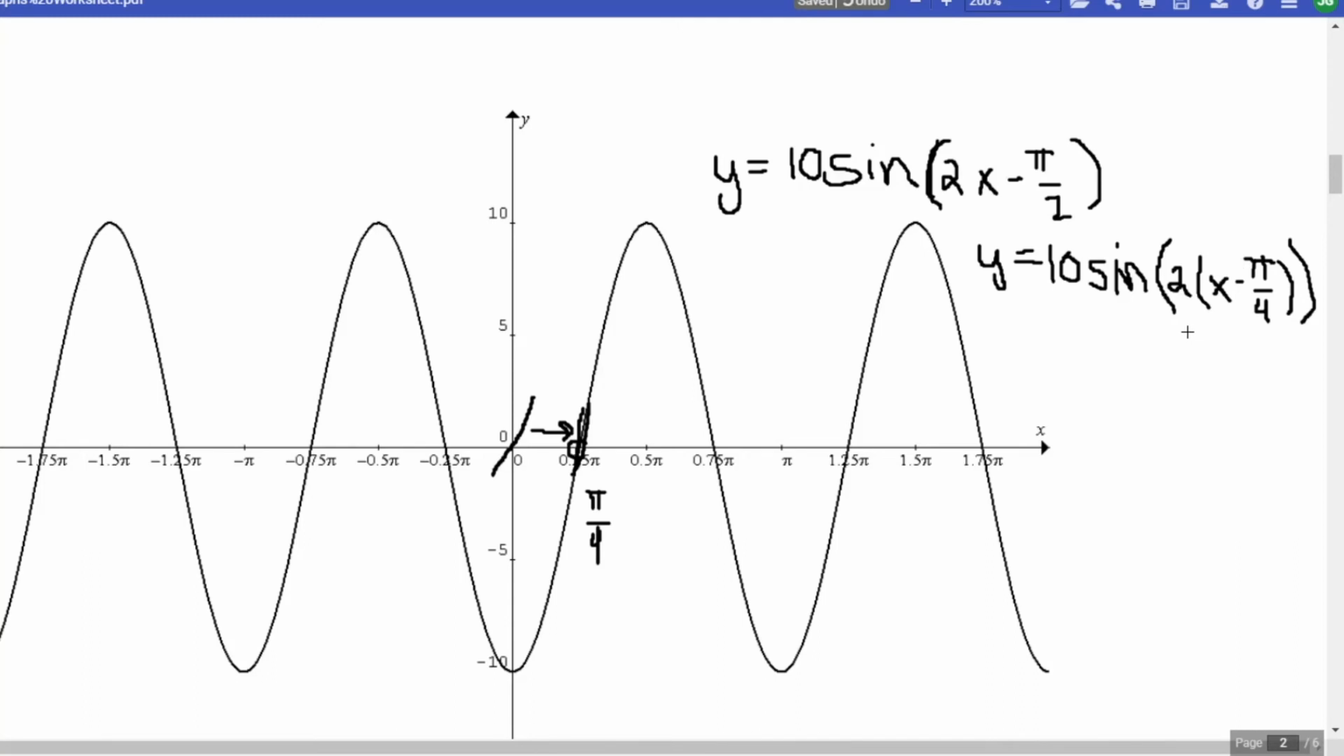Okay. Now, if this had been a plus, what would have happened is we would have seen, instead of it crossing here or here, it would have crossed here. So the plus would have moved it to the left, pi over 4.